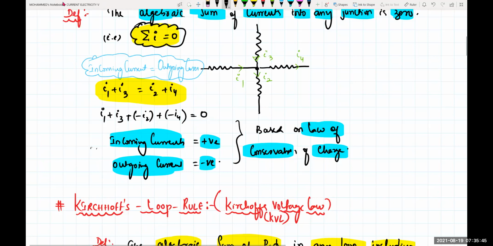Okay. So incoming current will be positive, outgoing current will be negative, and it is based upon which law, beta? Law of conservation of charges. It is based upon your law of conservation of charges. Is this clear for everyone, beta?